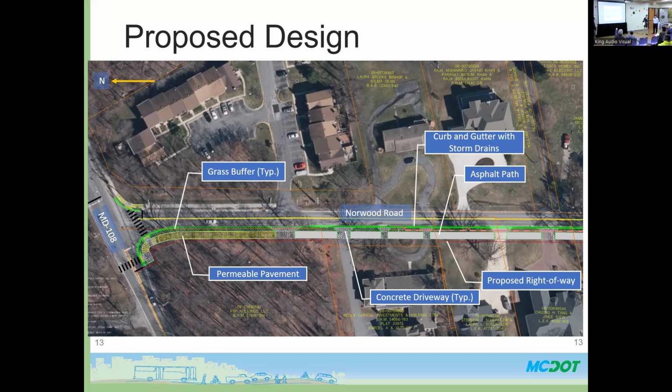You're going 20 feet. We are going through the process of the forest conservation easement amendment through Parks and Planning.